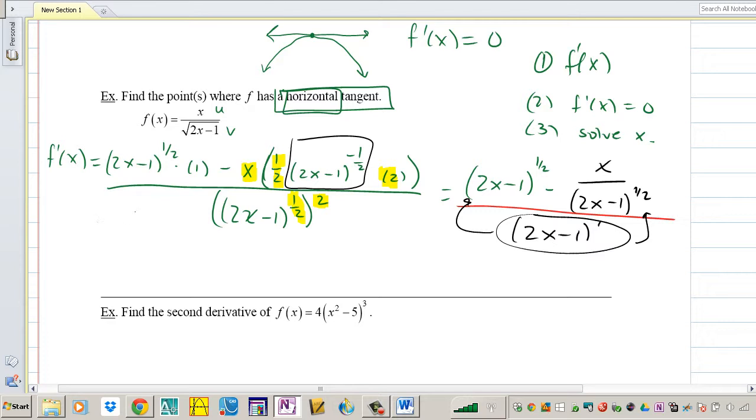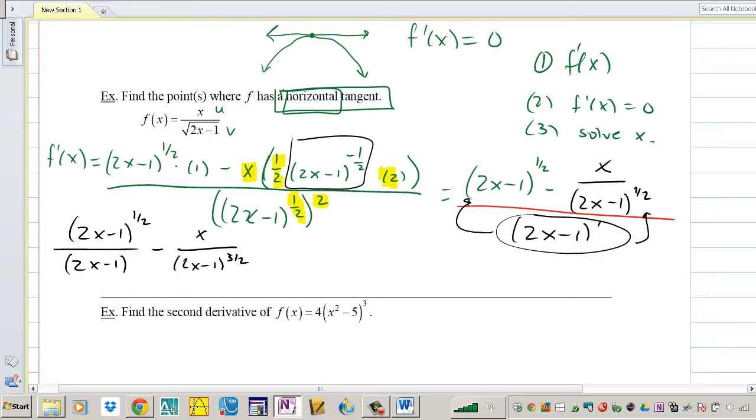So let's go ahead and do this. So it's going to be 2x minus 1 to the 1 half over 2x minus 1, minus x to the 2x minus 1 to the 3 halves. Okay, so what do I need to do? Well, I need to have a common denominator. So what does that mean? That means I need to do something really weird.